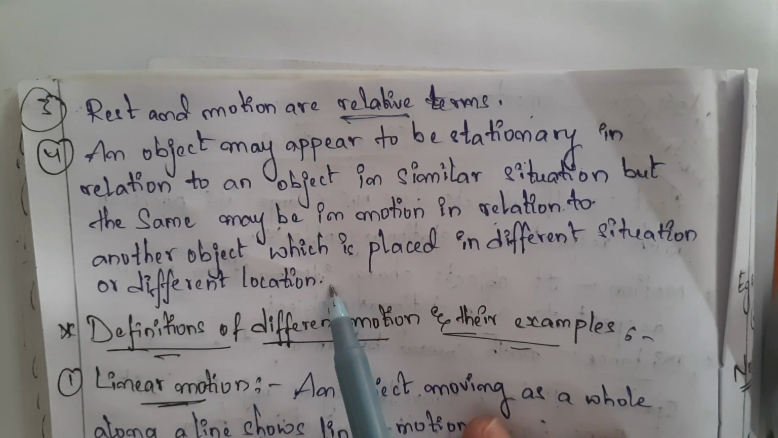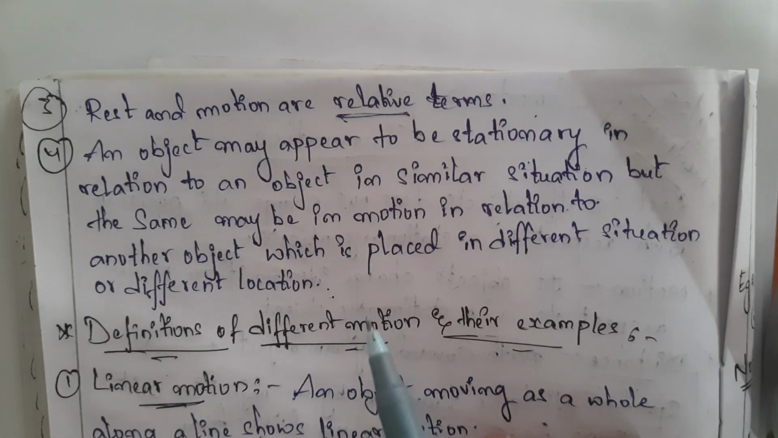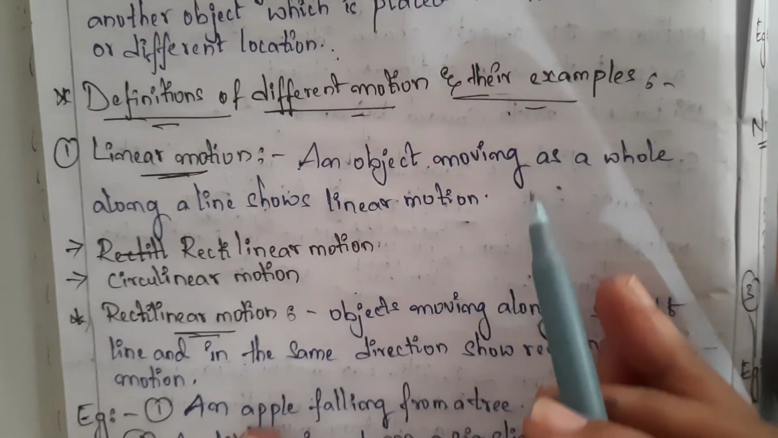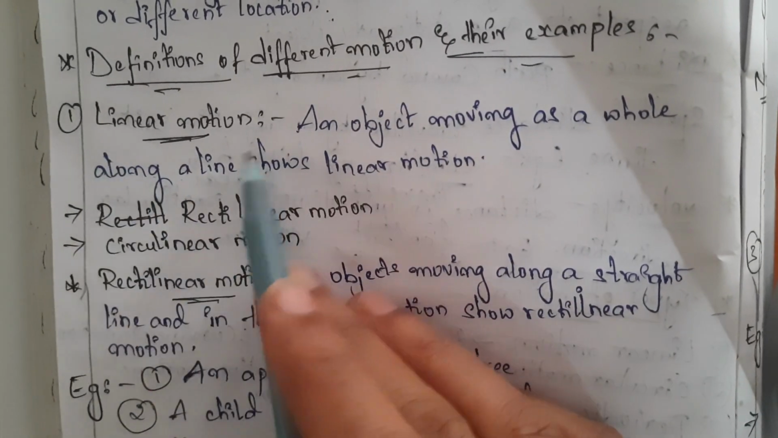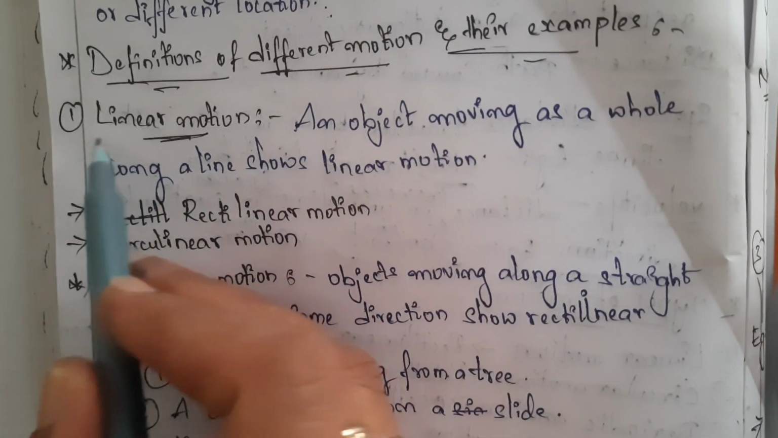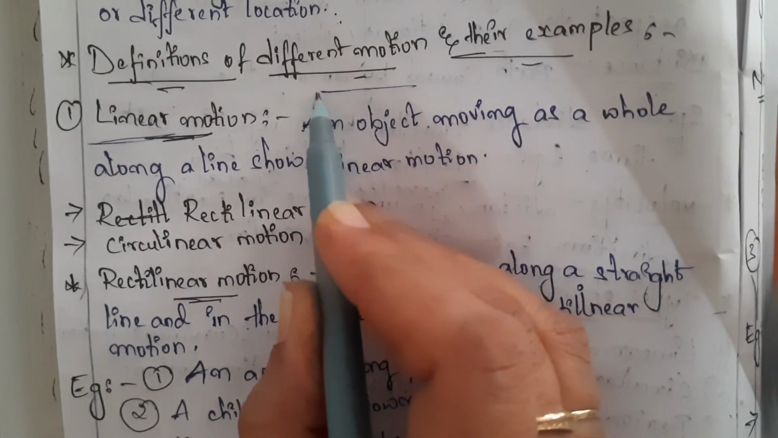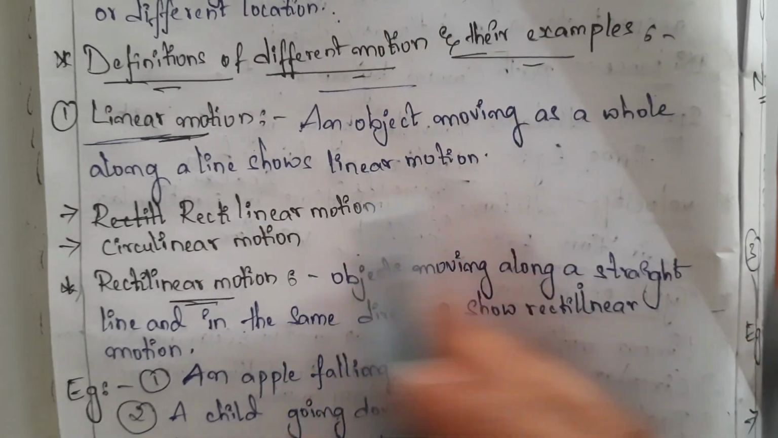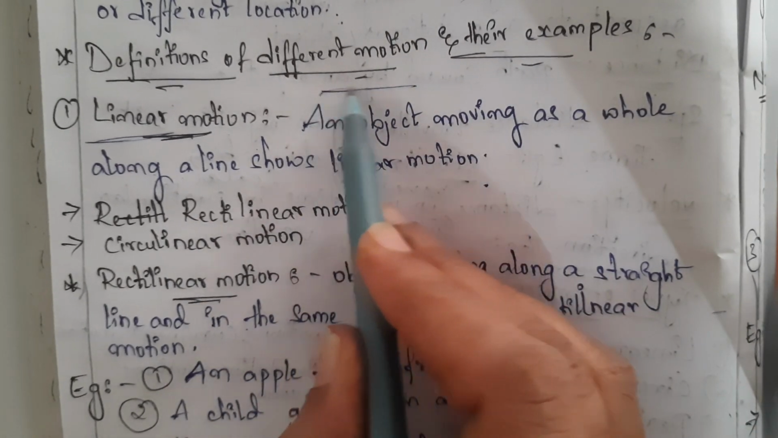Now for this you can use the example which I gave earlier: a man is sitting in a train or a running bus. Now, definitions related to types of motion which we already discussed. Linear motion. When we call it linear, the word itself suggests that linear means something straight, something which is moving straight. An object moving as a whole along a line shows linear motion, when something is moving in a line.